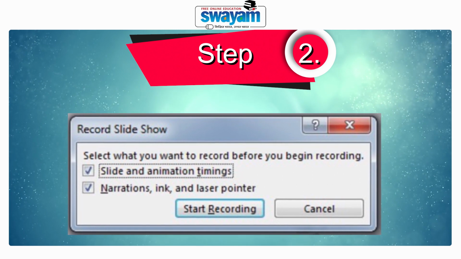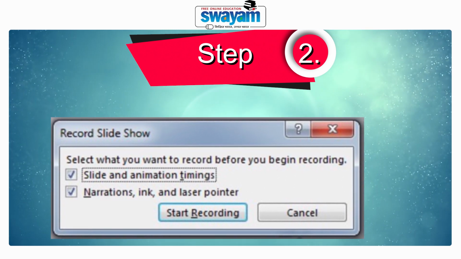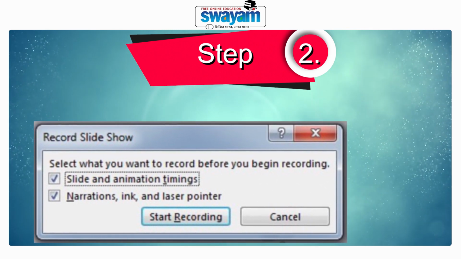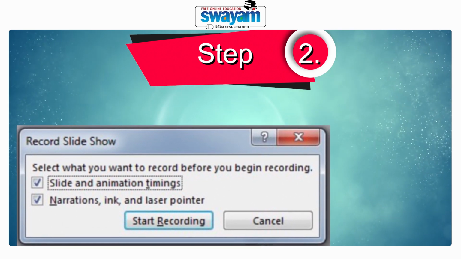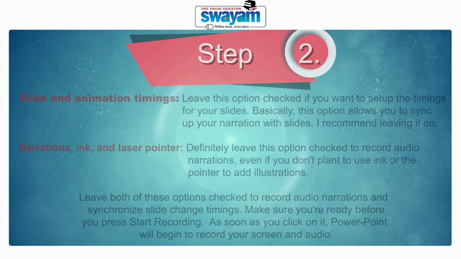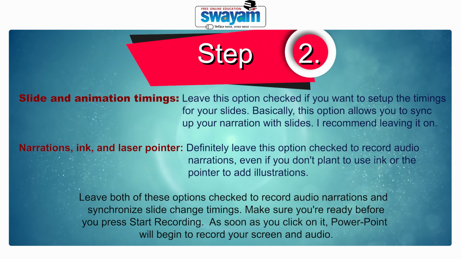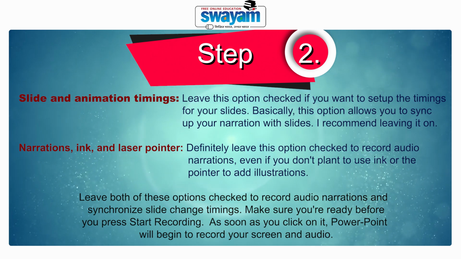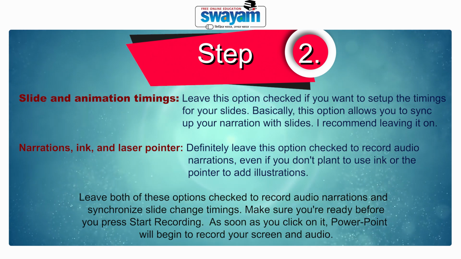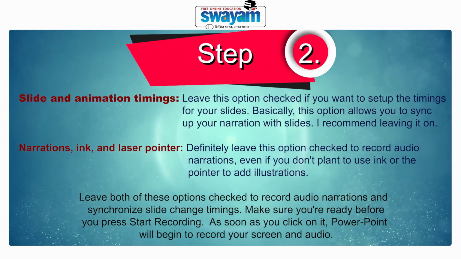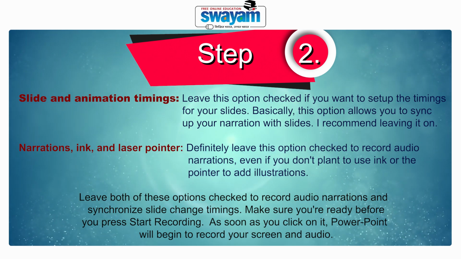Now find the Record Slideshow button and click on it. A new window will pop up with two options to set before you start recording: slide and animation timings, narration, ink and laser pointer. Slide and animation timings, leave this option checked if you want to set up the timings for your slides. Basically, this option allows you to sync up your narration with the slides, and I recommend leaving it on.